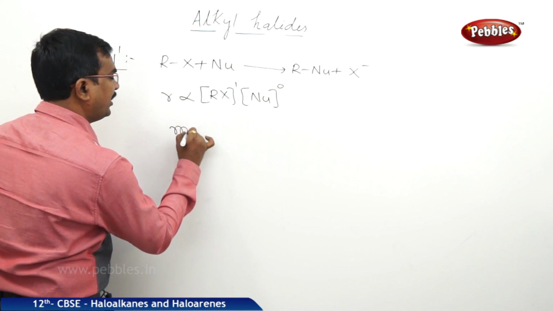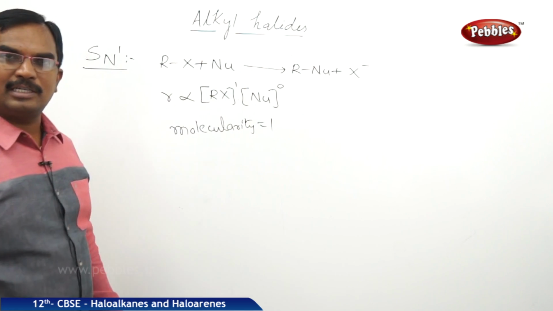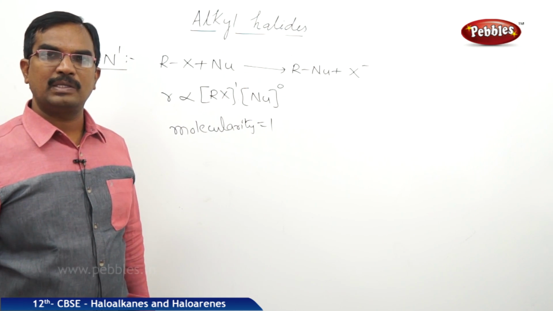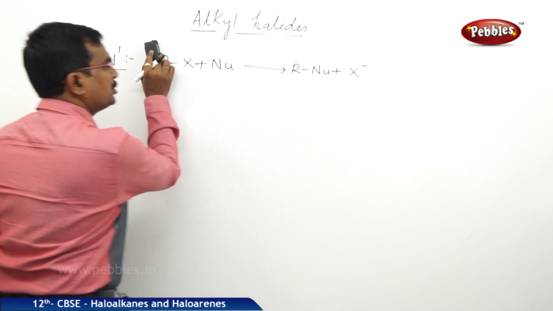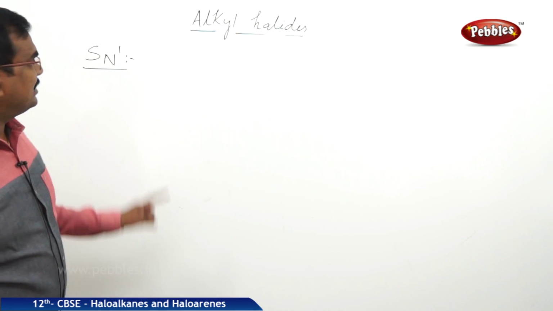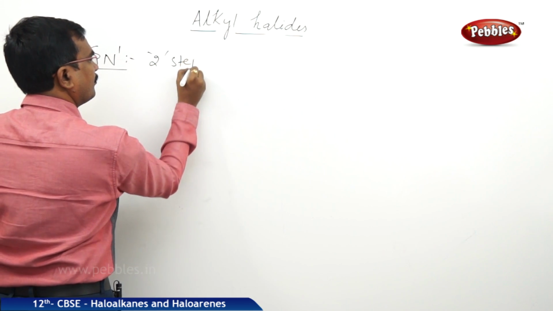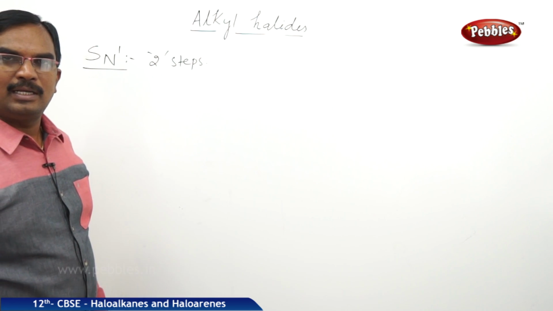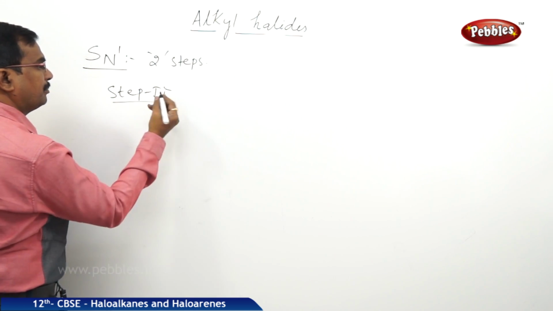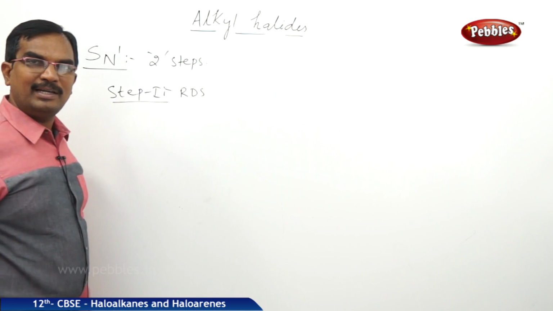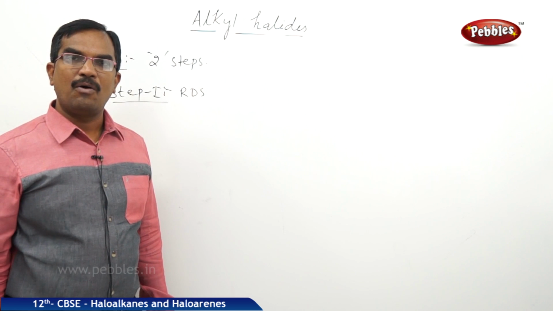Therefore the molecularity is only one. That's why it is a unimolecular reaction. And coming in detail about this, generally whenever the reaction proceeds with respect to SN1 mechanism, this always involves two steps. Here the first step is generally the rate determining step, RDS. Why is it RDS? Because it is a very slow step. And the second step is a fast reaction.